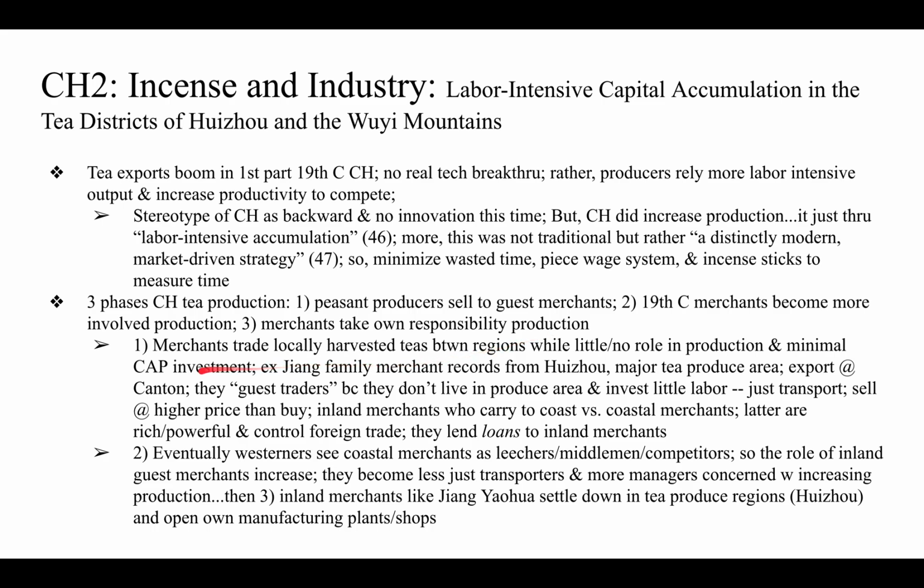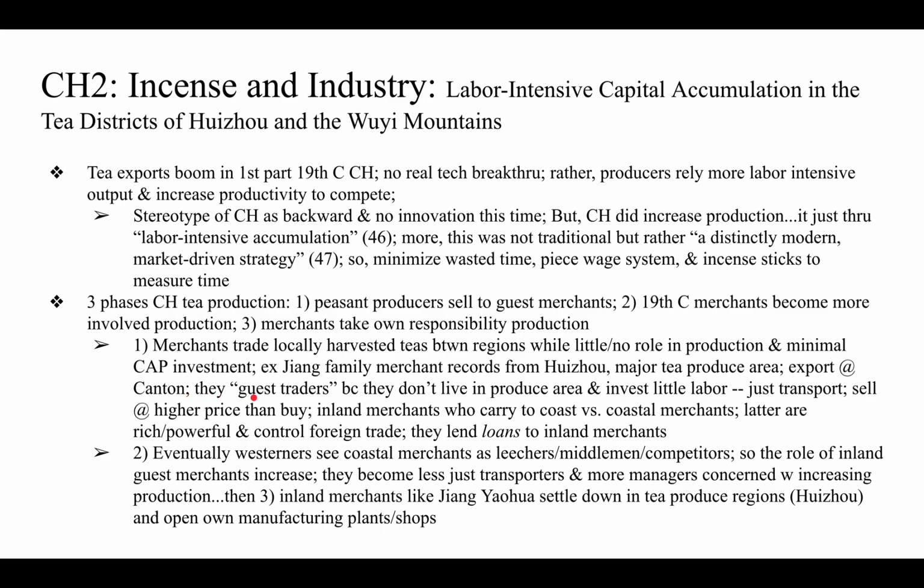And looking at more detail, during this first phase, merchants traded locally harvested teas between regions, while they played little to no role in the actual production, and they also brought minimal capital investment into the production process. He looks at an example of the Jiang family merchant records, a merchant family from Huizhou, which was a major tea producing area. They would visit the region of Huizhou and buy the tea there and then bring it back to Canton and sell it to the Canton merchants.